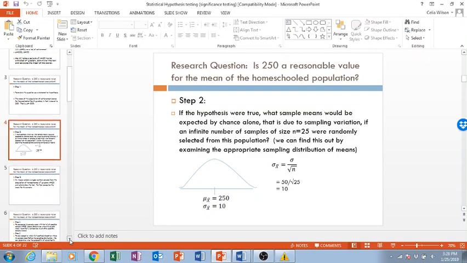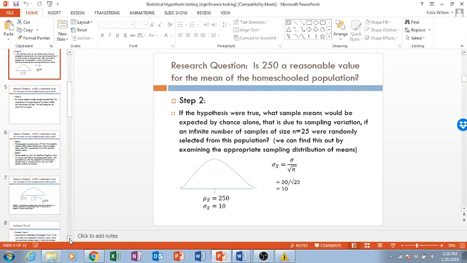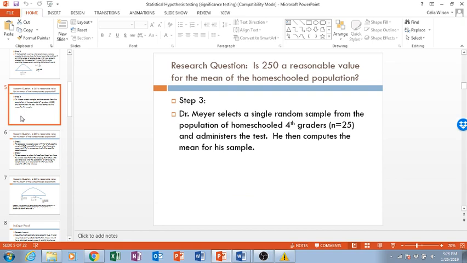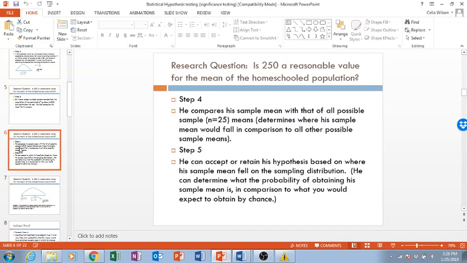All right, so step 3. So he's ready to go. He selects a single random sample from the population of homeschooled fourth graders, size 25, and administers the test. He then computes the mean for his sample. All right. Now, I'm going to go through step 4 and step 5, and then we'll actually calculate it and see.